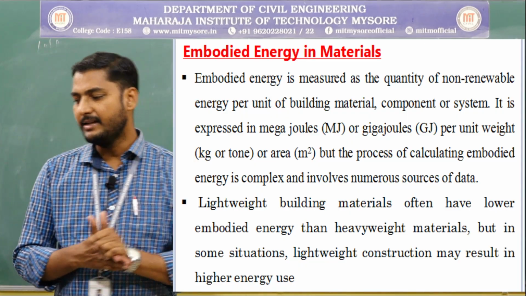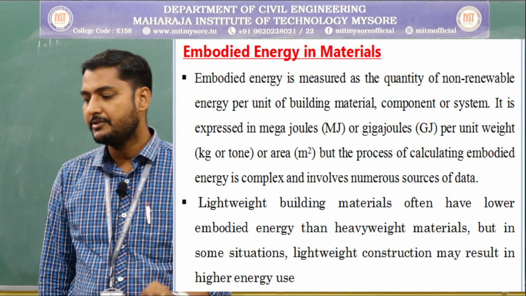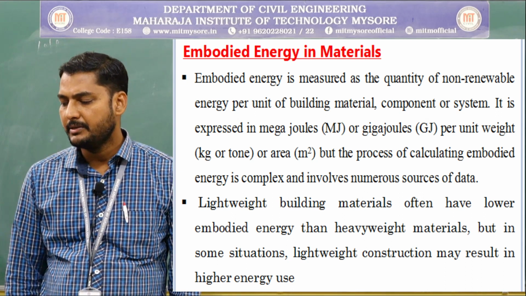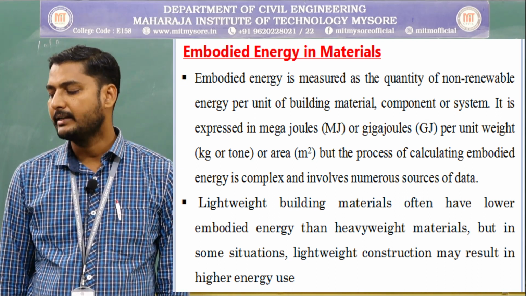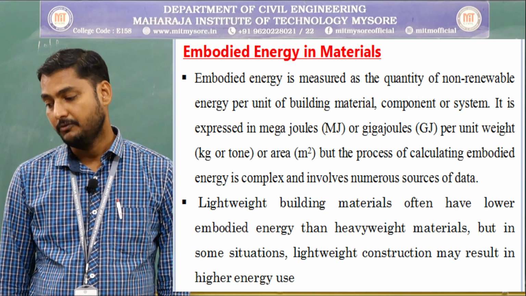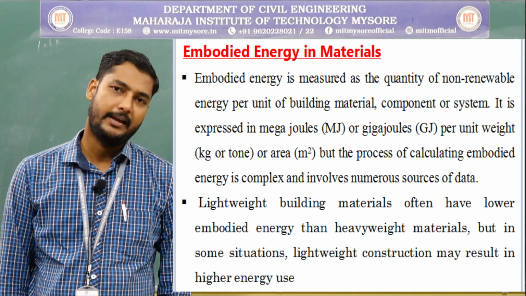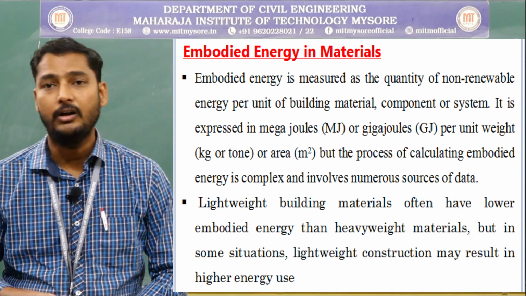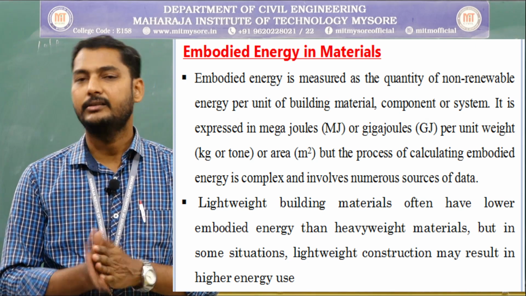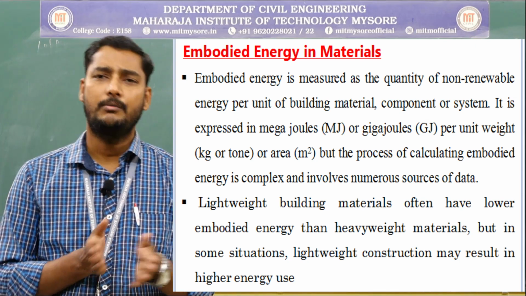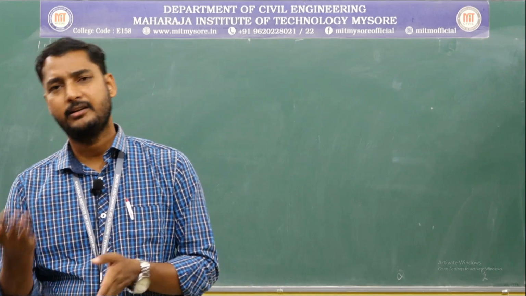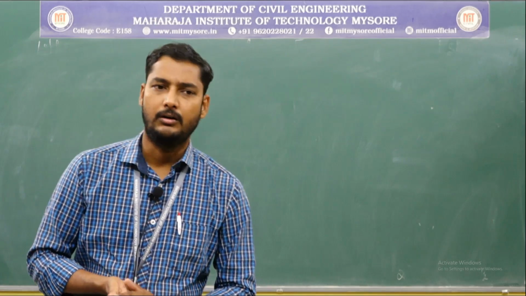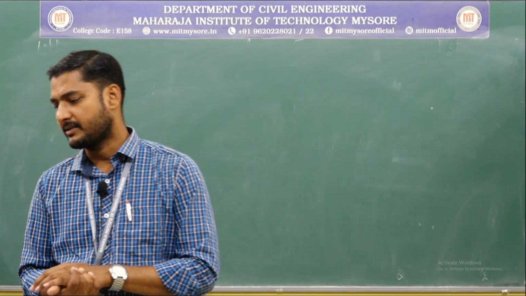Embodied energy is measured as the quantity of non-renewable energy per unit of building materials. Always this embodied energy is measured in terms of megajoules or gigajoules per unit weight or per unit area, either energy per unit weight or energy per unit area, megajoules per square meter or megajoules per kg or quintal or ton, whatever, depending on the type or nature of the work.